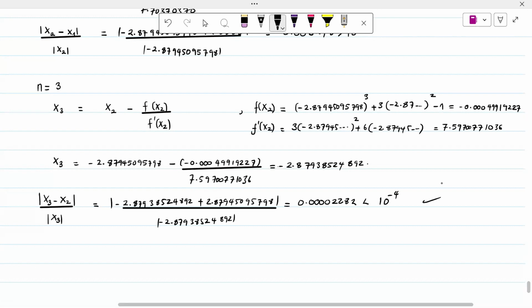Okay, so this is the final iteration. So it means that after approximating to the accuracy of 10 to the power negative 4, our value, which is the root of our equation, which is x3, is negative 2.87938524892. Okay, so this is our solution.